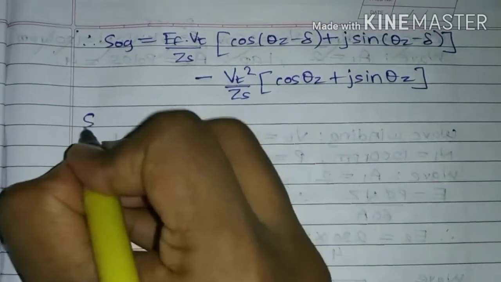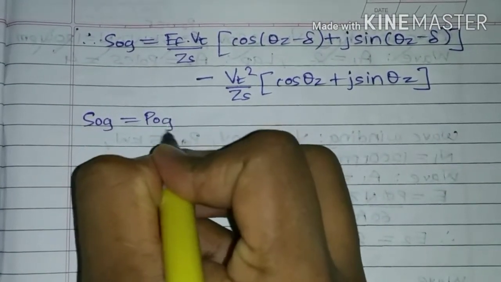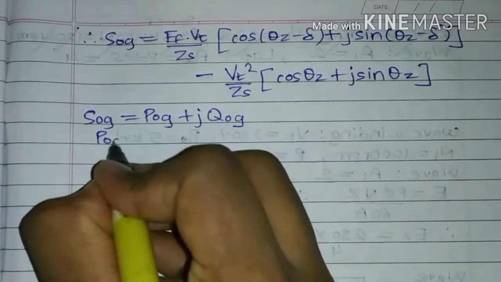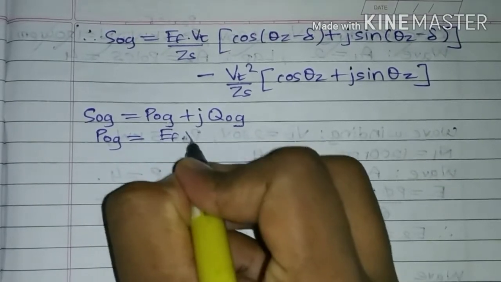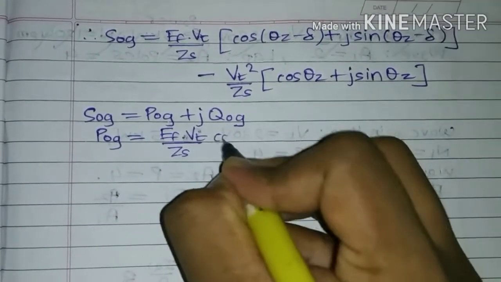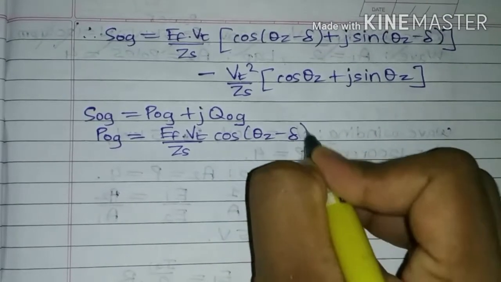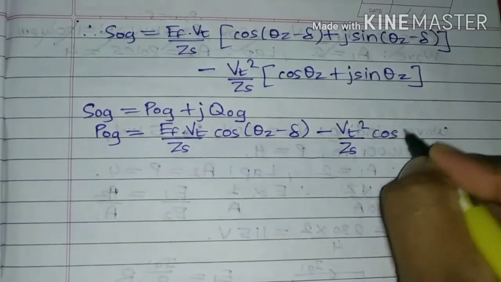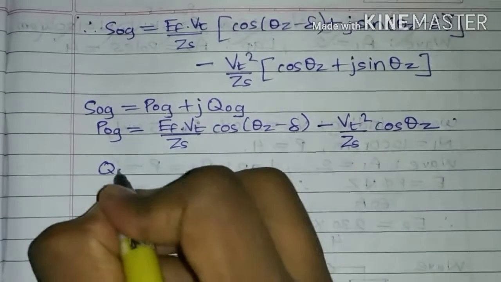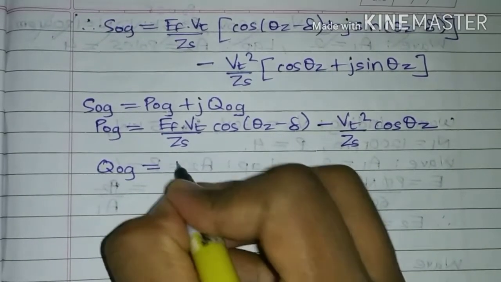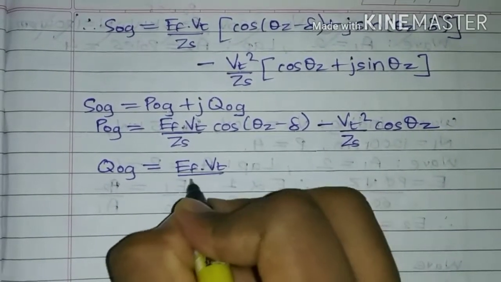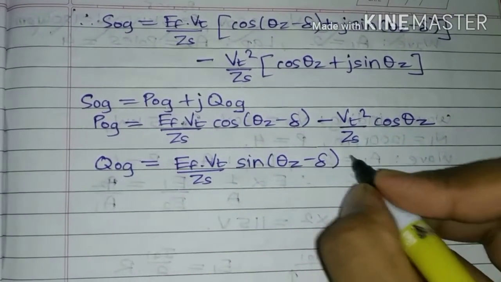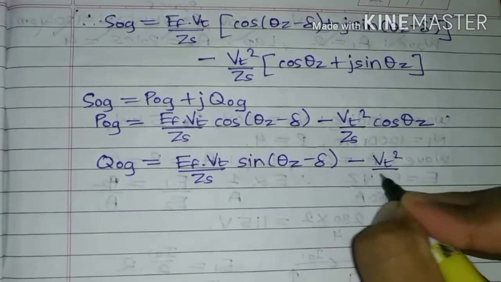But the apparent power is the sum of the real and reactive power. So SOG is POG plus jQOG. On comparing the real and imaginary parts, we get POG is equal to EF into VT upon ZS cos of θZ minus δ minus VT square upon ZS cos of θZ, and QOG is equal to EF into VT upon ZS sine of θZ minus δ minus VT square upon ZS sine of θZ.